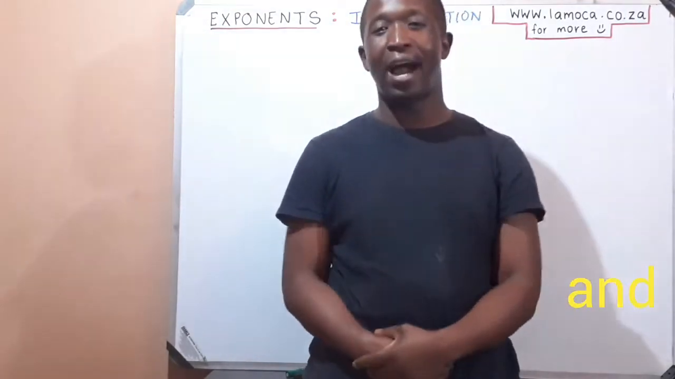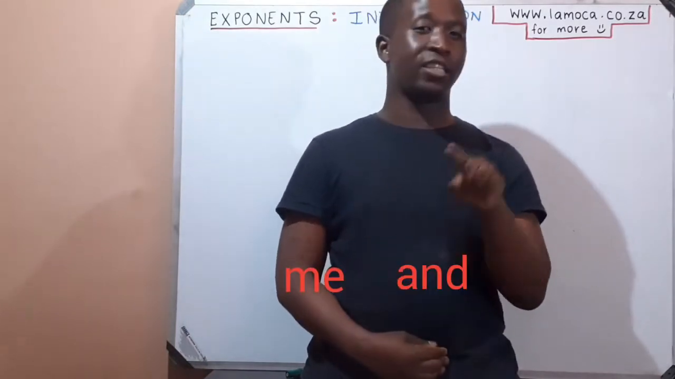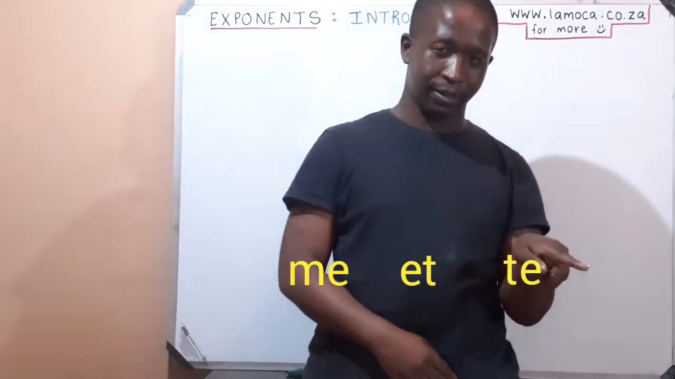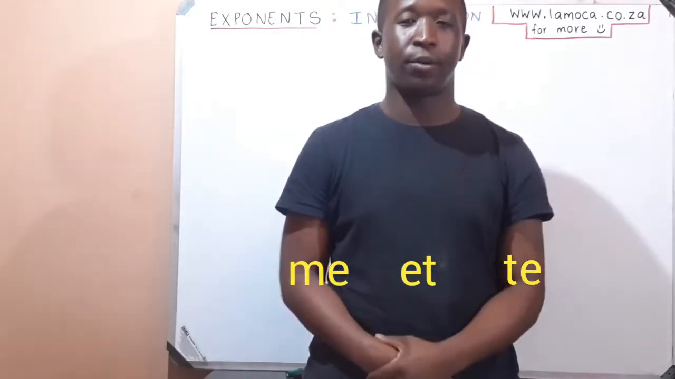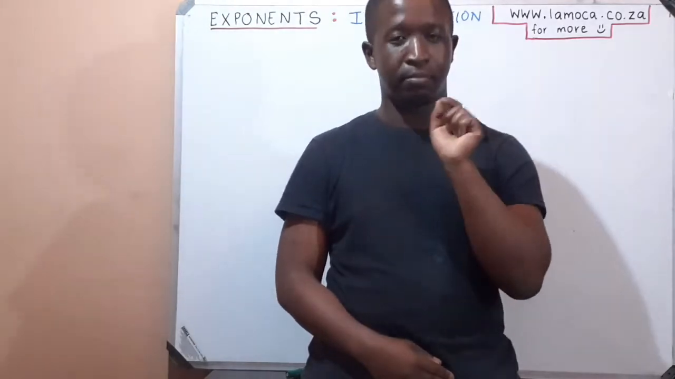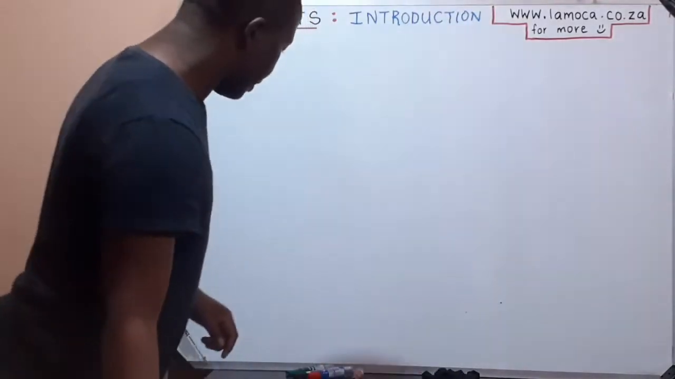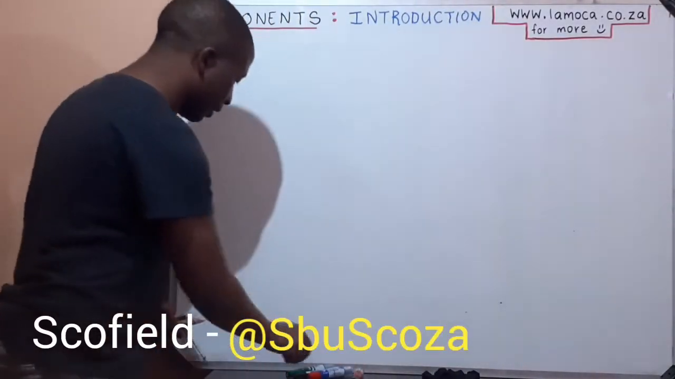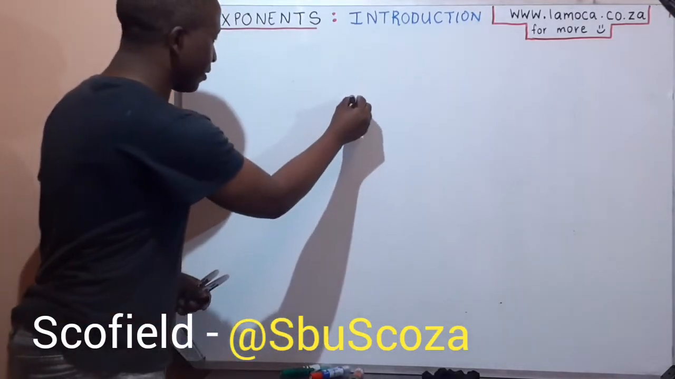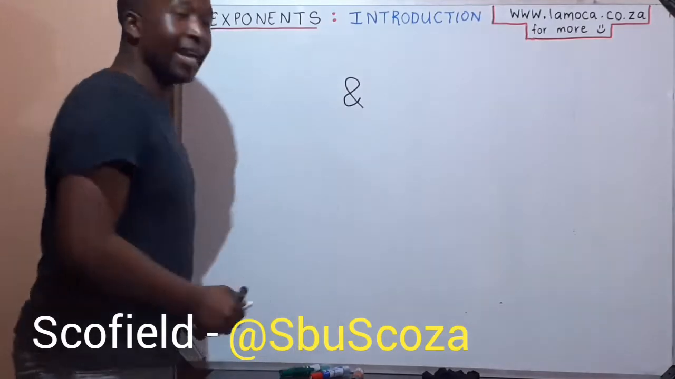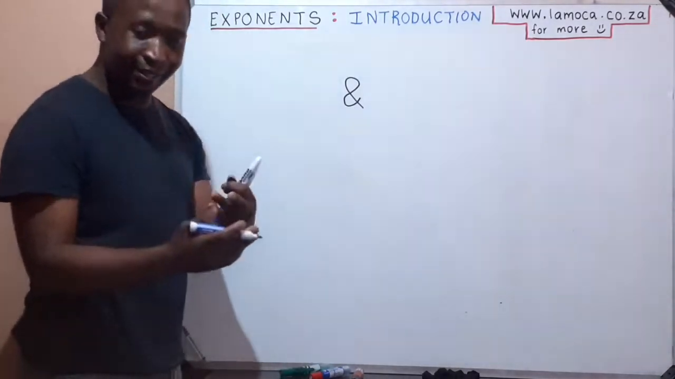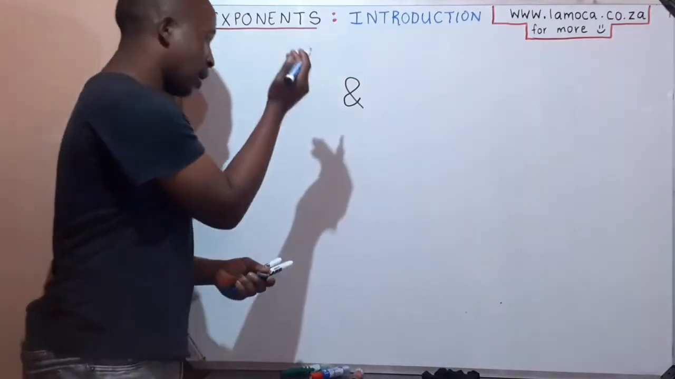For example, if I wanted to say me and you in Latin, I would say me et te. Now, it is here where our story of symbols that will lead us to exponents begins. The symbol that we just spoke about, which is an ampersand, looks like this, right? And legend has it that the mathematical symbol for plus was derived from this logograph.